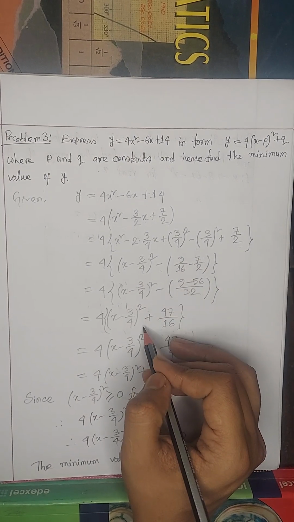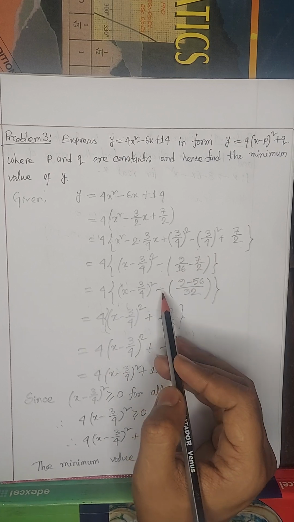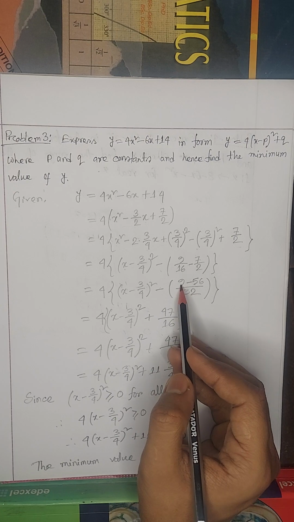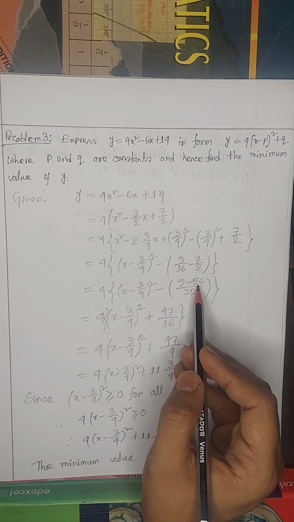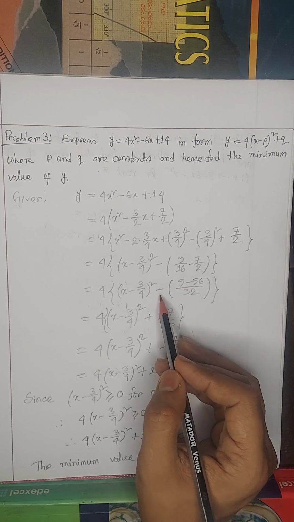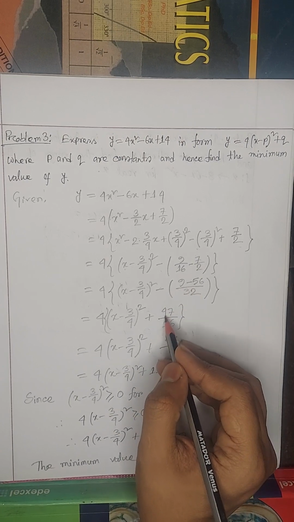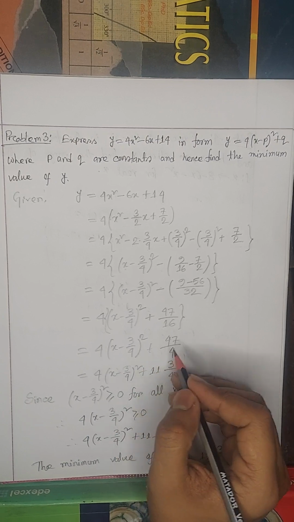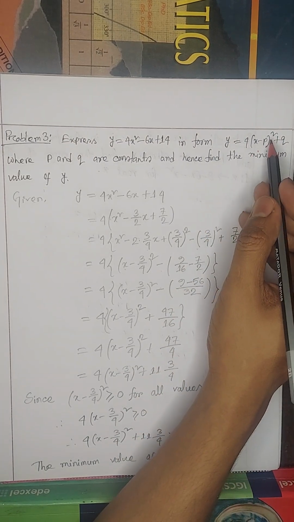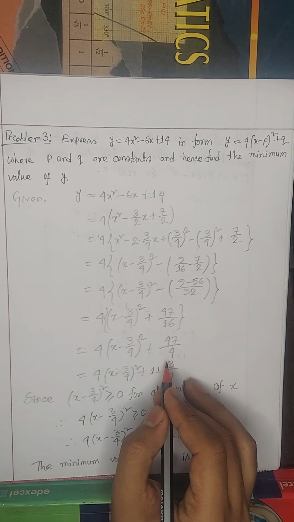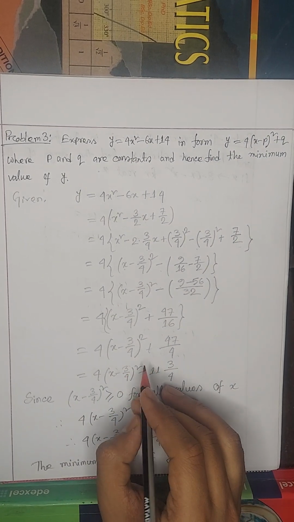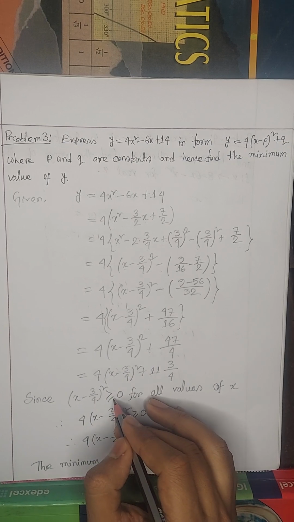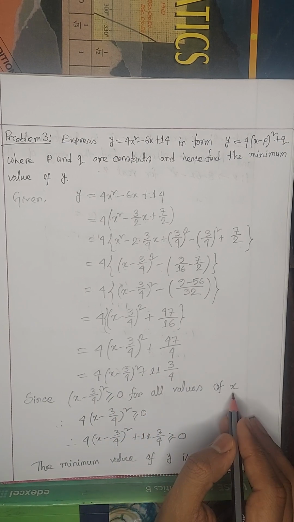Now if we take minus here, and in the numerator 9 minus 56, that will be minus 47, and minus times minus is plus, and it becomes 47 by 16, and we get our required form, which is 4 times x minus p whole square plus q. We bring it to our required form, and here x minus 3 by 4 whole square is greater than or equal to 0 for all values of x.